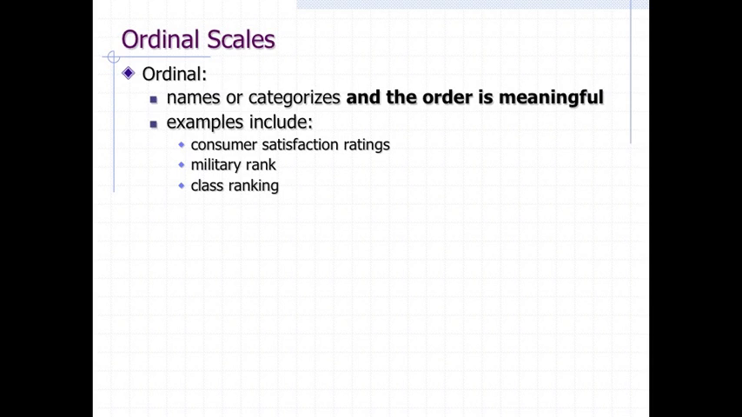The next highest scale of measurement is ordinal. The ordinal scale is used when one wishes to name or categorize and the order is meaningful. Let's look at an example. A researcher wishing to measure consumer satisfaction with their microwave ovens might ask them to specify their feelings as either very dissatisfied, somewhat satisfied, or very satisfied. The items in this scale are ordered, ranging from least to most satisfied.